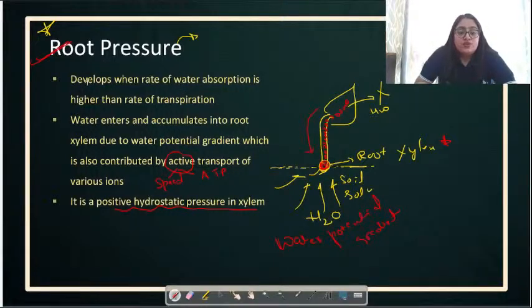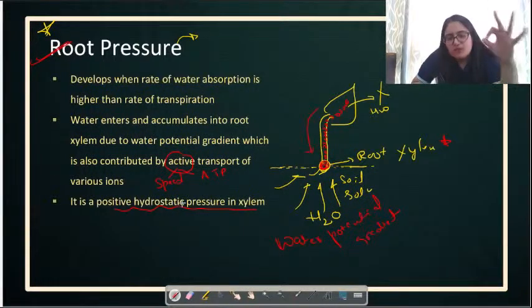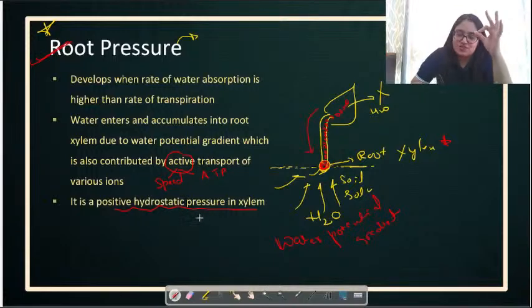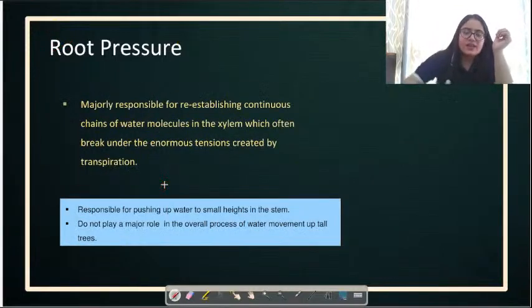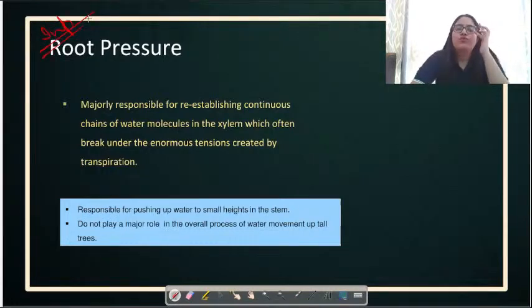So what is root pressure? It develops when the rate of absorption is higher than the rate of transpiration, when water enters and accumulates into the root xylem due to water potential gradient, which is also contributed by active transport of various ions, and it is a positive hydrostatic pressure in the xylem. Right? Now let us talk about, my kids, the importance of root pressure.